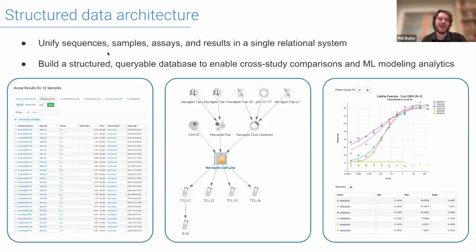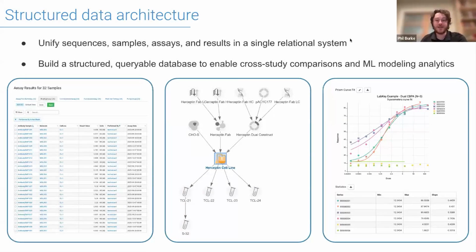So in this case, what I'm showing is we've got this antibody Herceptin, and it's got these sequences that build it. It makes this Fab. We've expressed it in this cell line. It produced these samples. We used this sample in some assay down the line, and then produced data related to that. So this is just a schematic of what this could potentially look like.